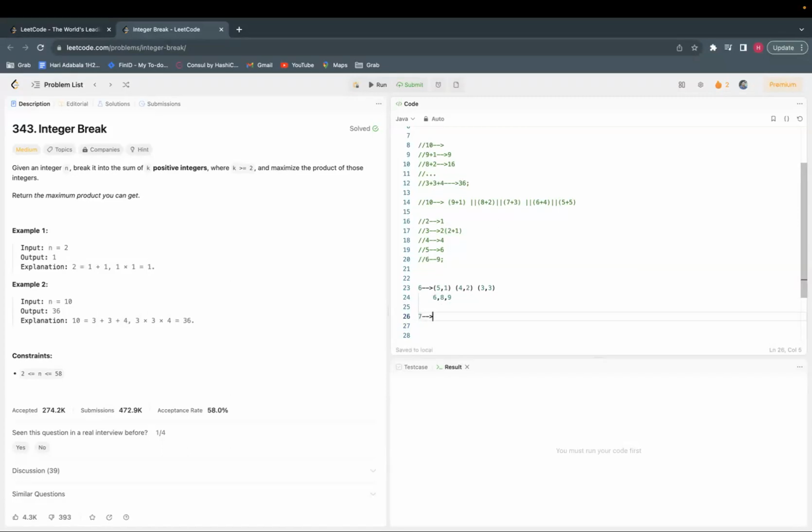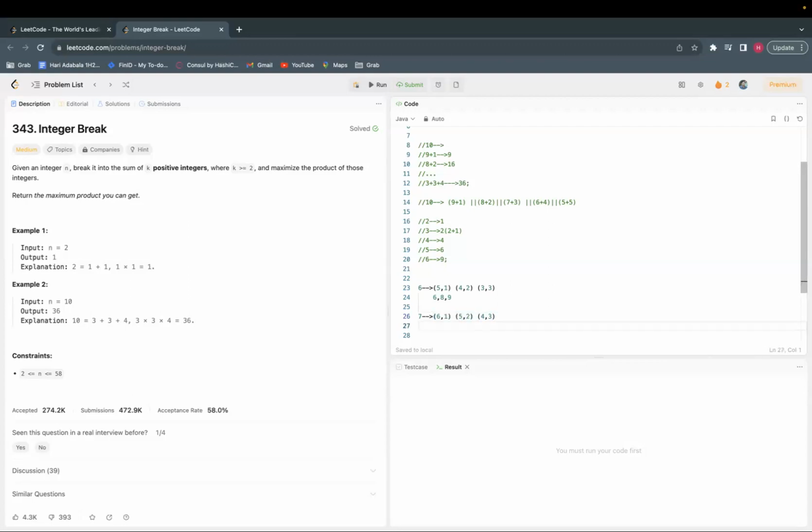Okay, now let's calculate it for 7. Observe the pattern, guys. For 7, we can divide it like 6 comma 1, or 5 comma 2, or 4 comma 3, and that's it, right? 3 comma 4 and the others will be followed.